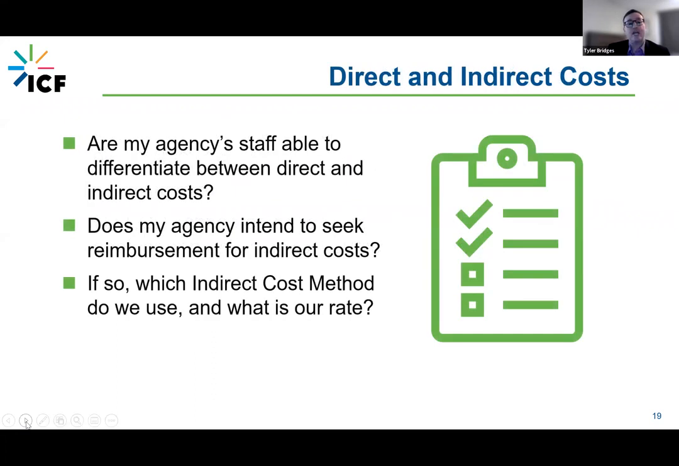So this wraps up our discussion on direct and indirect costs. The following are questions or key takeaways for grantees to consider. First, are my agency staff able to differentiate between direct and indirect costs? Does my agency intend to seek reimbursement for indirect costs? And if so, which indirect cost method do we use, and what is our indirect cost rate?